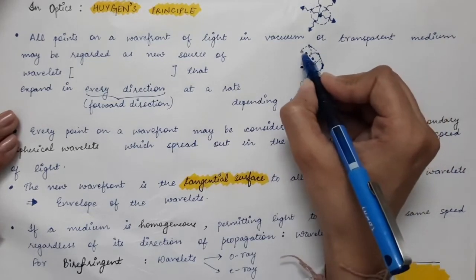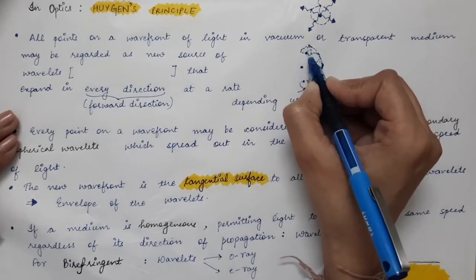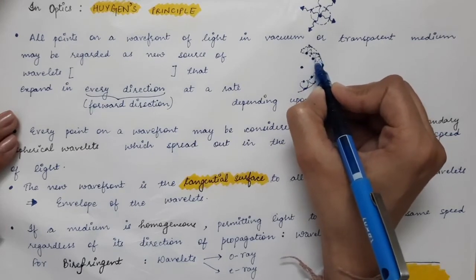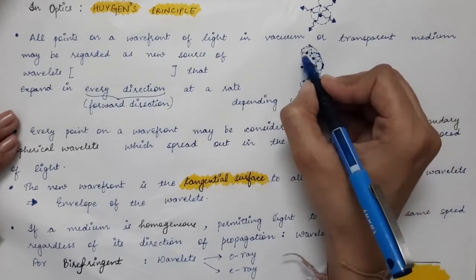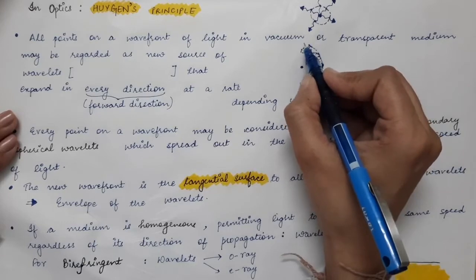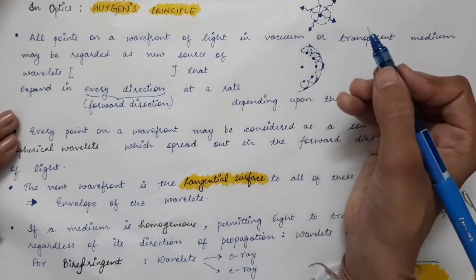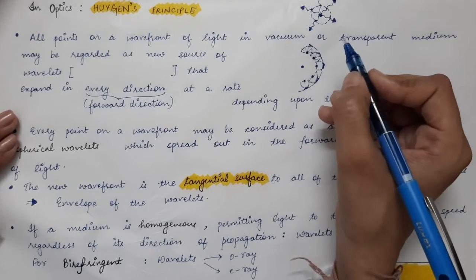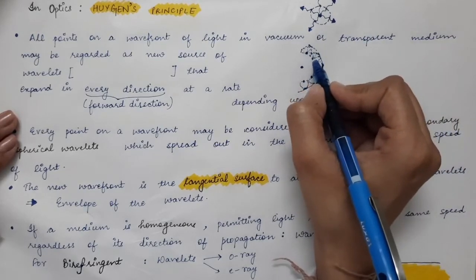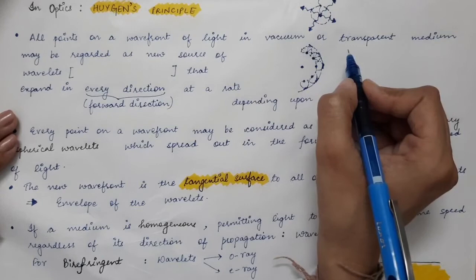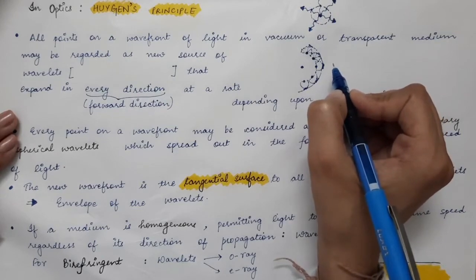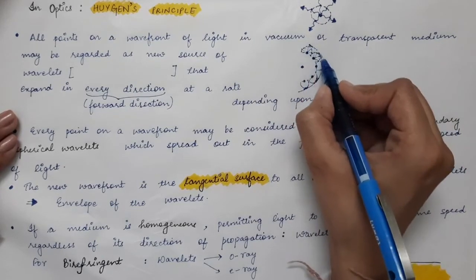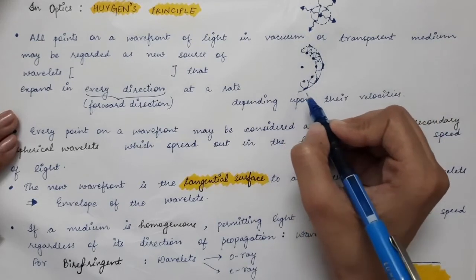That is, they have same radius in all the directions. So they have same radius in all the directions, and these secondary wavelets will propagate with the velocity of the light in the medium. So these wavelets will travel with the velocity of the light in that particular medium which we are talking about. So this tangential surface is the new wavefront.